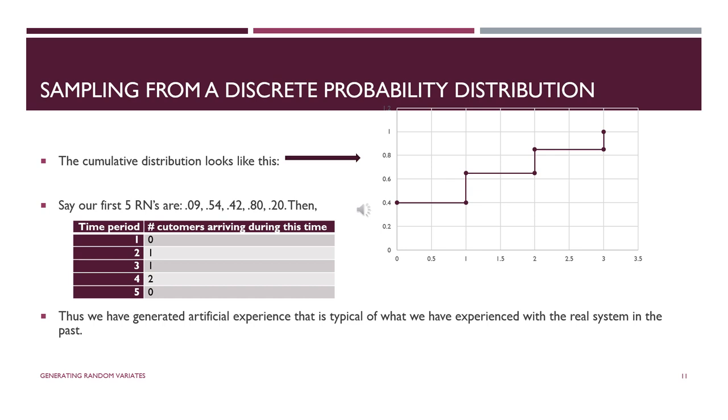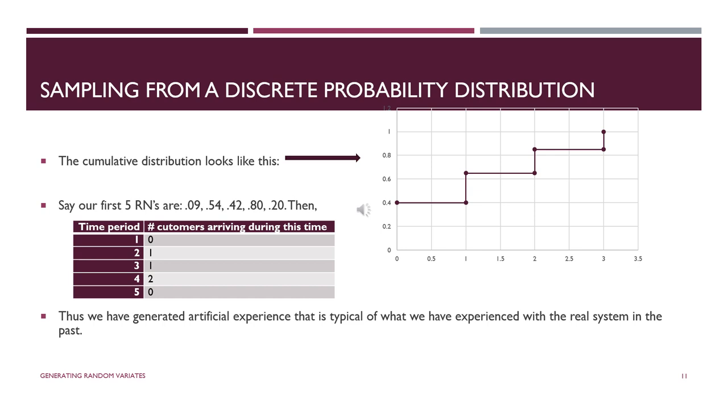We can do the same thing. If you use the inverse transform method, you generate a random number, uniform 0, 1, look at it on the graph, hang a horizontal line till it bumps into the curve, then hang a vertical line to get the x value that you got. So for instance, if the random numbers that we generated are 0.09, 0.54, and so on, well, for 0.09, anything between 0 and 0.4 will be 0. So that's a 0 in the first time period.